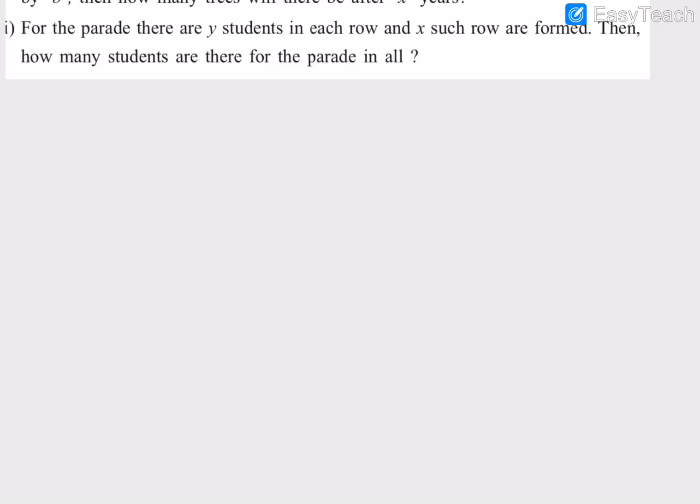Problem 1, third question. For the parade, there are y students in each row. Row means, when there are y students, that means 1, 2, 3, 4, up to y terms. So this is the first student, second student, third student, fourth student, and up to y students, which means we don't know what number y is.